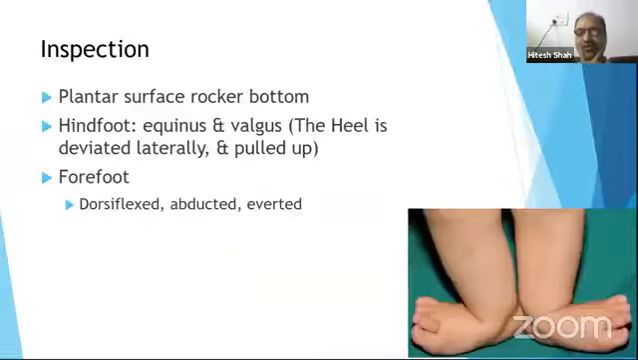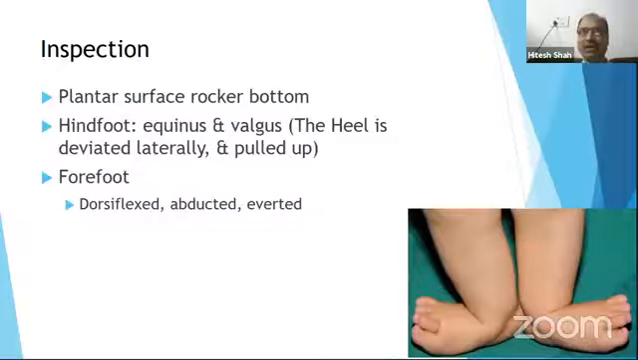If you see, the forefoot is abducted, everted, and dorsiflexed. So you can see the contour of the sole has been lost. It is a convexity. The hind foot equinus, hind foot valgus. The forefoot is abducted, dorsiflexed, and everted. So remember, the hind foot is pulled up, and the forefoot is also pulled up.